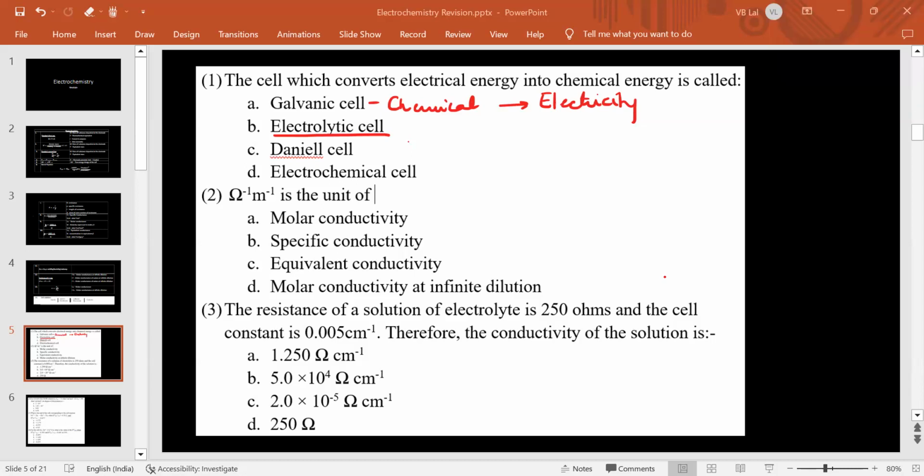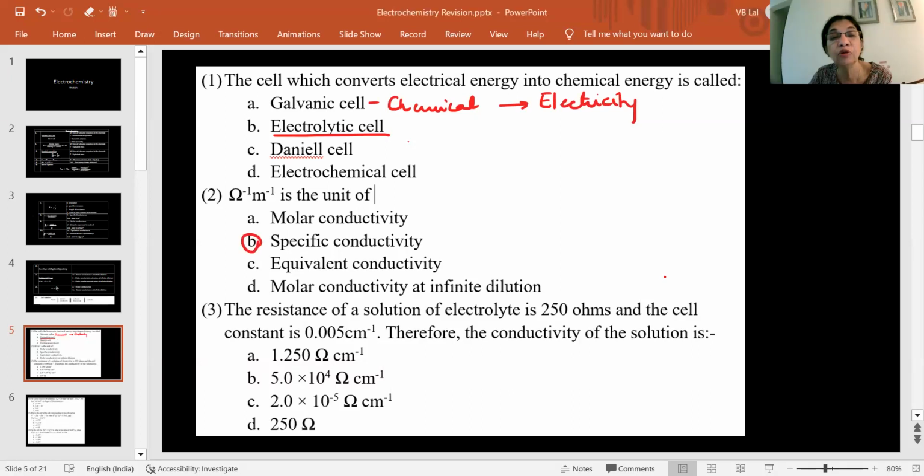Is it option A? No, that is molar conductivity. If it is molar conductivity, then some moles will come in the answer. So the answer here is specific conductivity. Right? In molar conductivity, moles will come in the answer. In equivalent conductivity, equivalents will come in the answer. So this is a unit of specific conductivity.